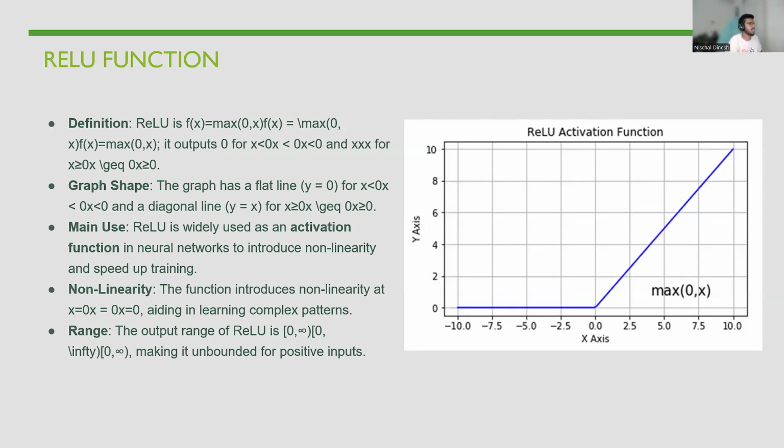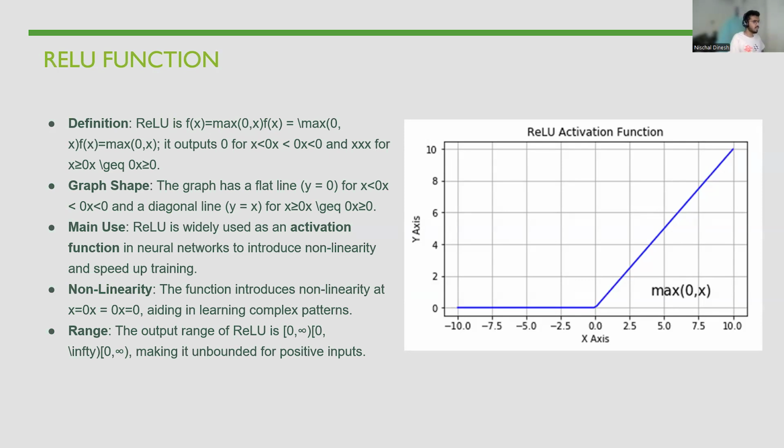So what the ReLU function is, basically, is f of x equals maximum of 0, x. It replaces all the negative values with 0. As we mentioned in previous slides, it is known as the rectified linear unit. The graph shape here starts off as a flat line for x less than 0, and a diagonal line where y is equal to x. So any positive numbers from 0 and up, y is equal to x, whereas for any negative values, y is equal to 0.